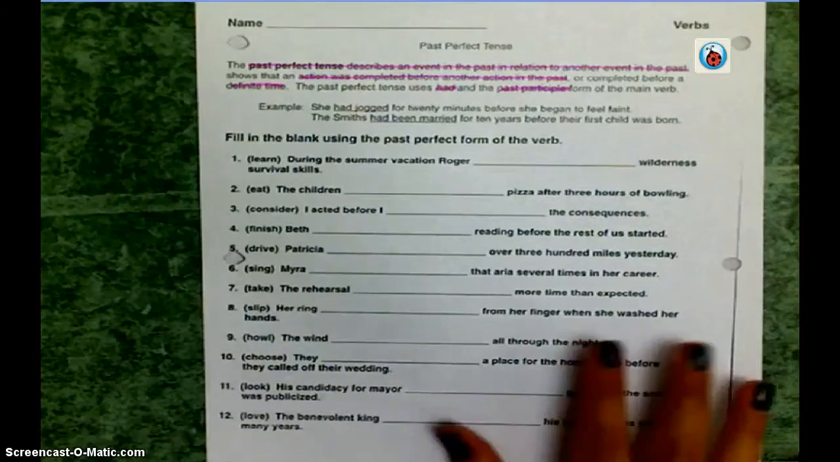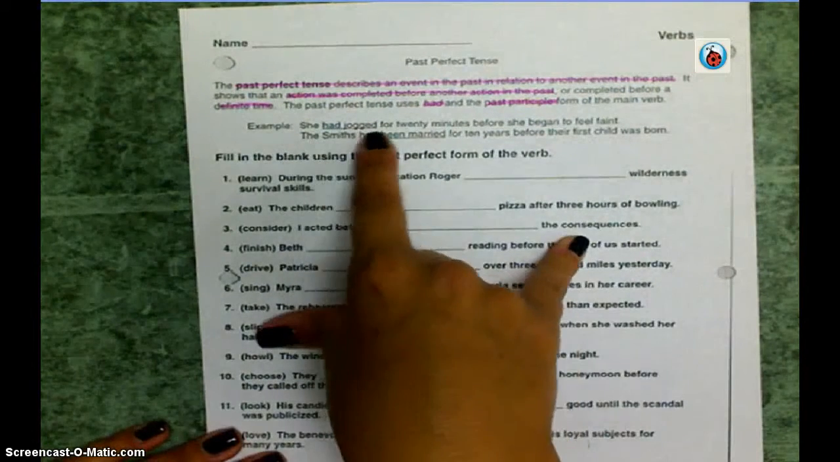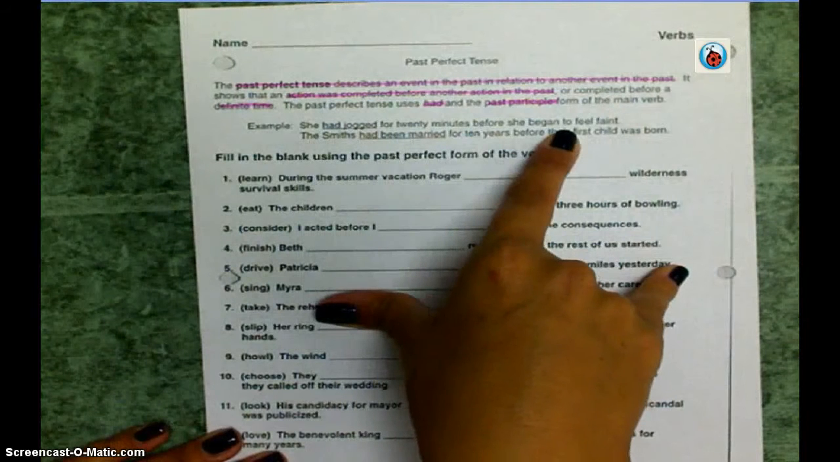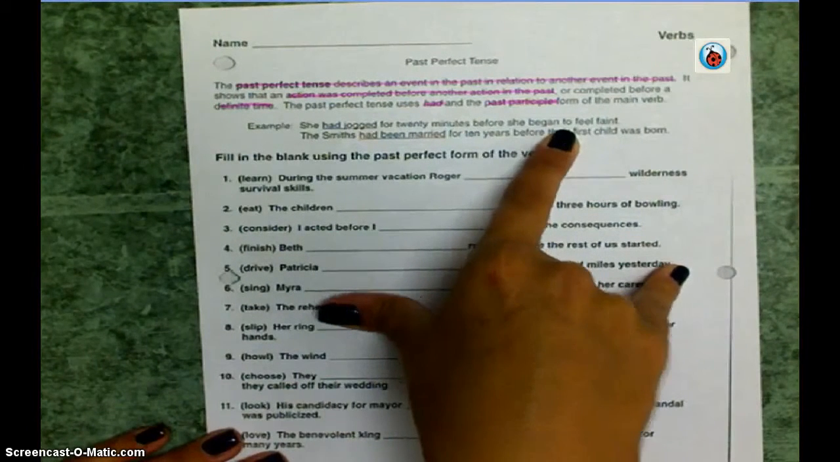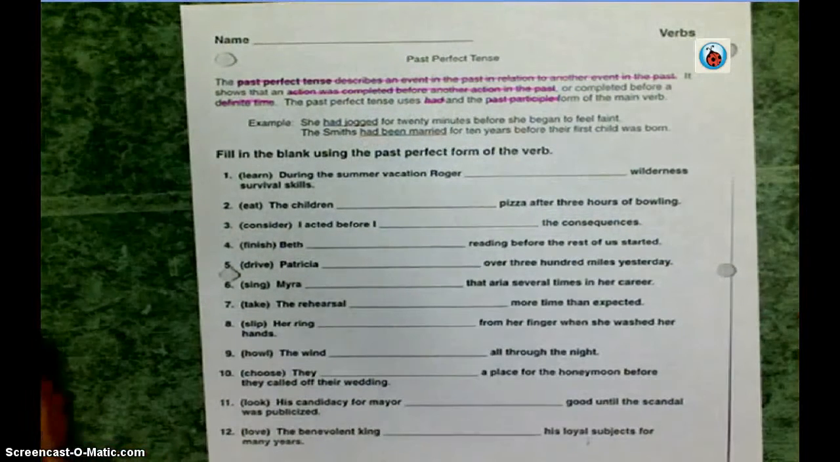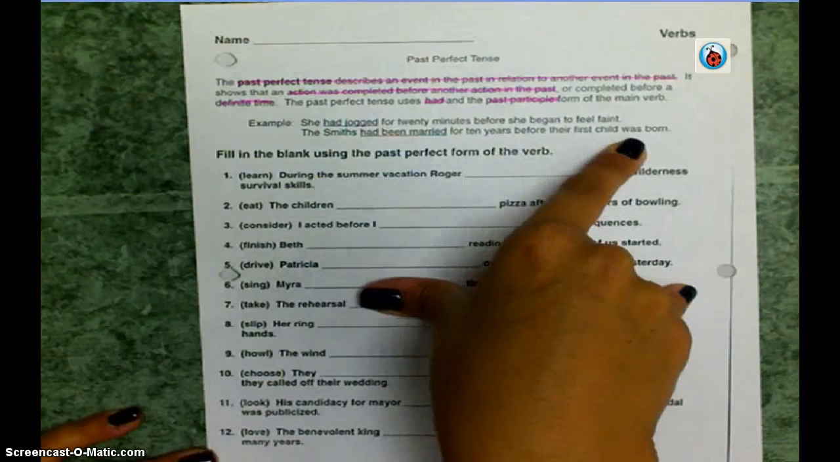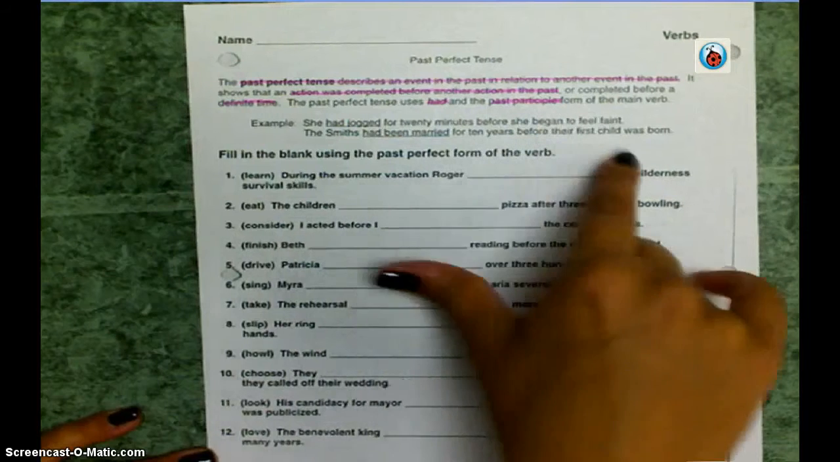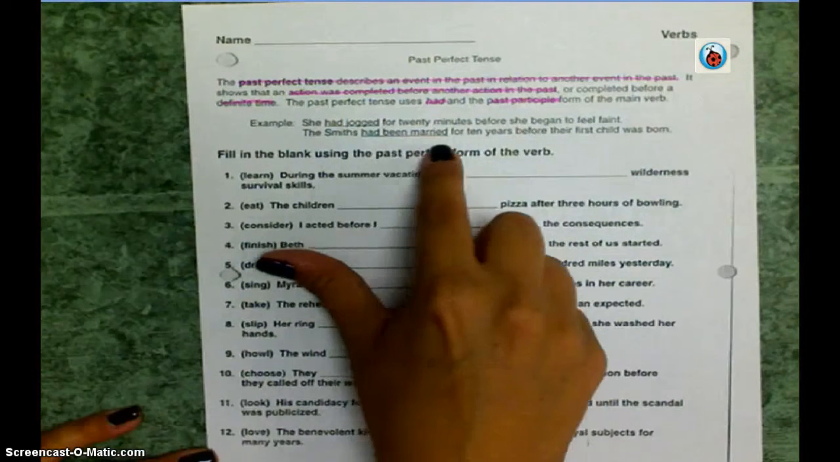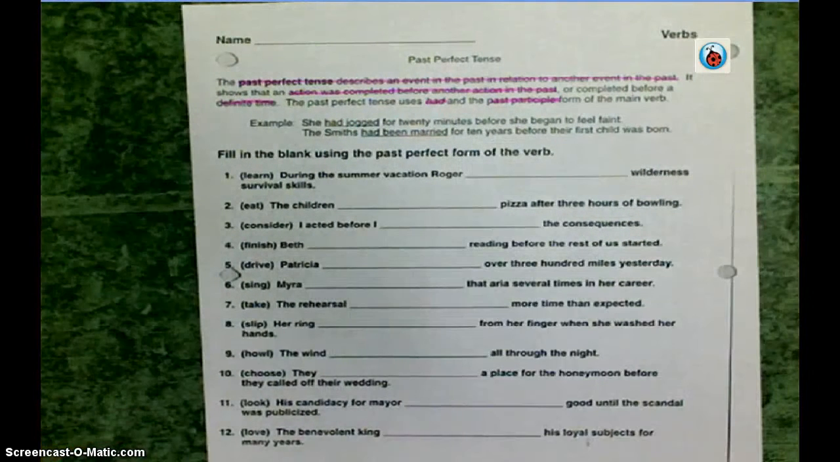Okay? So if you look at the example, it says she had jogged for 20 minutes before she began to feel faint. Okay, so those two things happen definitely in the past, done. She felt faint in the past, she jogged in the past. She was jogging for a certain amount of time before her faintness occurred. Okay, the Smiths had been married for 10 years before their first child was born. Again, two definite things that happened in the past tells us an amount of time before something else happened.